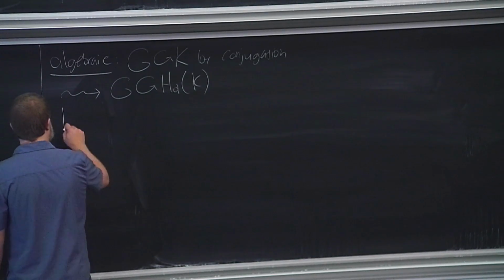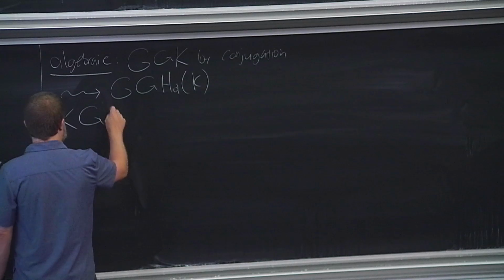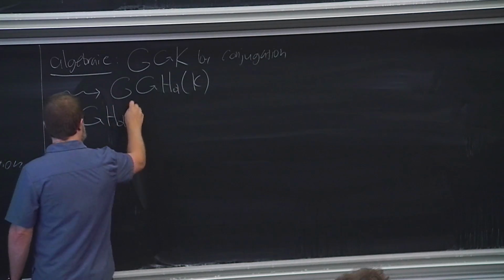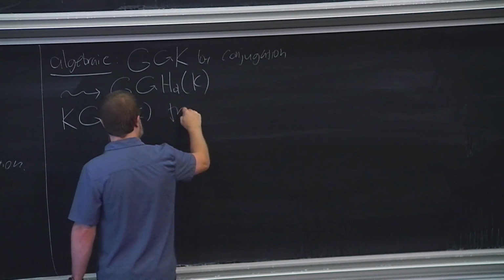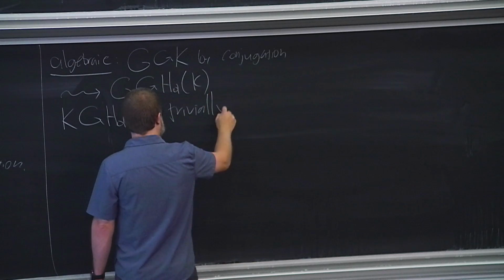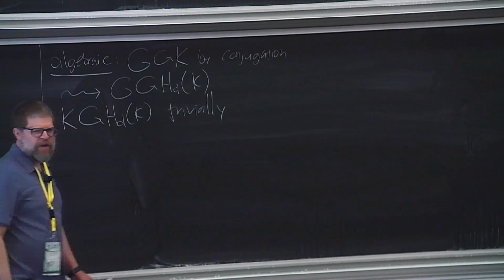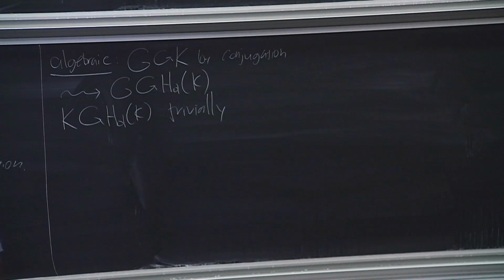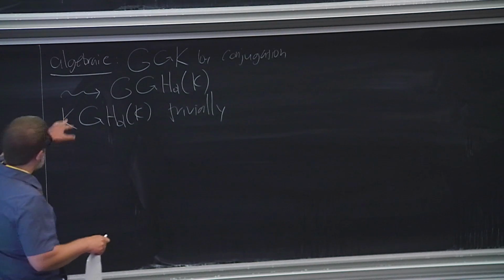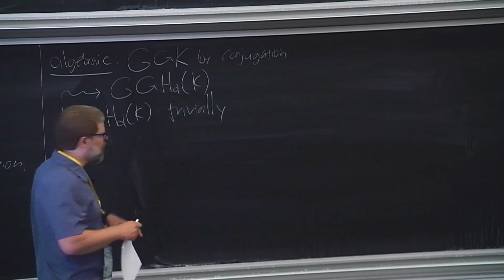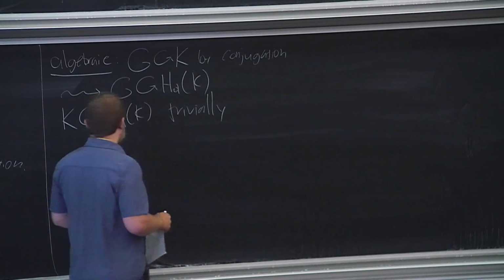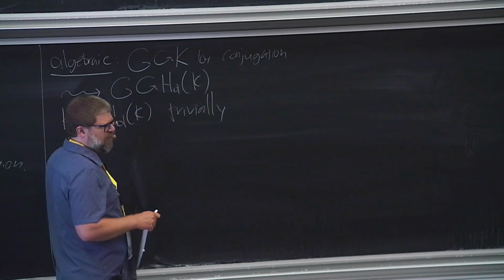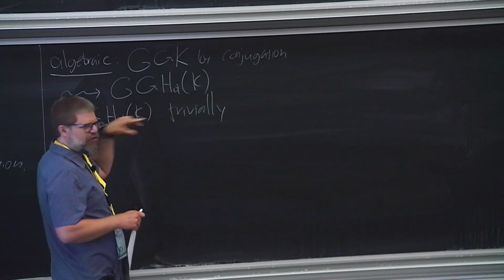So K acts on H_d of K trivially. You should expect something like that to be true. Conjugation is like changing a base point, right? And homology should know nothing about base points. So changing a base point shouldn't do anything to homology, and so we should get a trivial action. Inner automorphisms are trivial on homology. You can prove this from any definition you know of group homology.